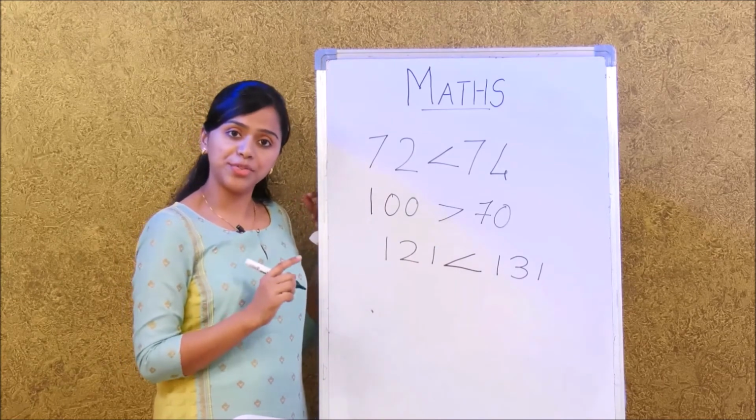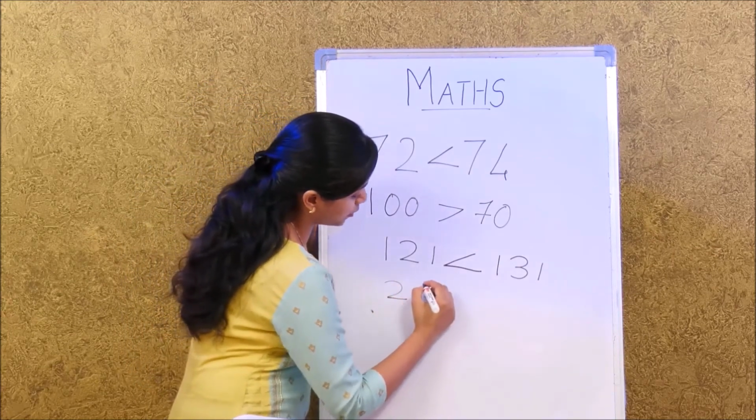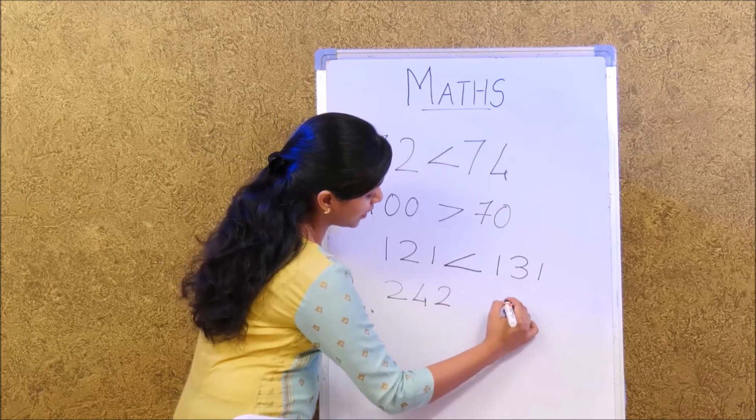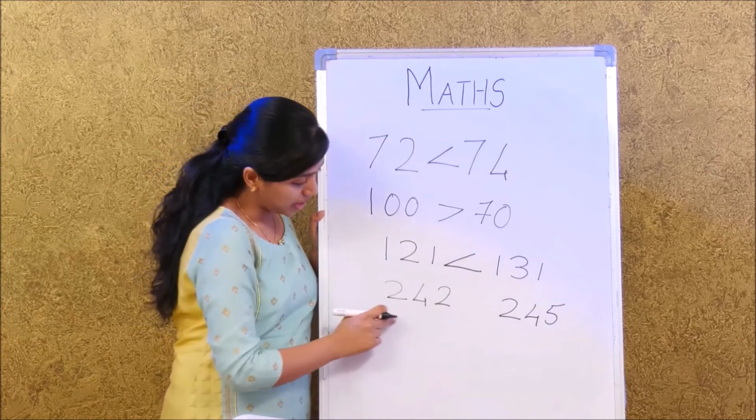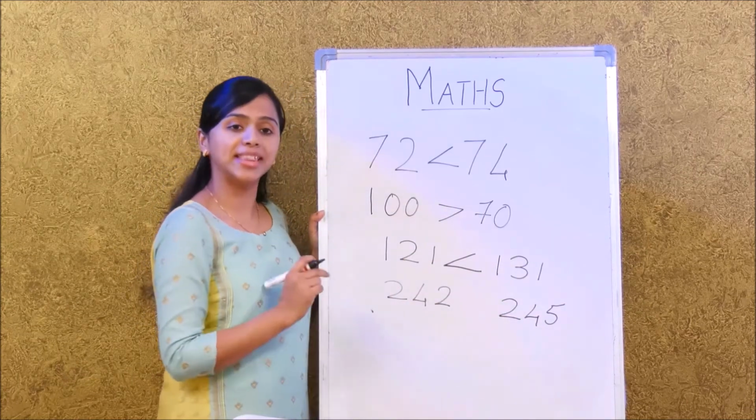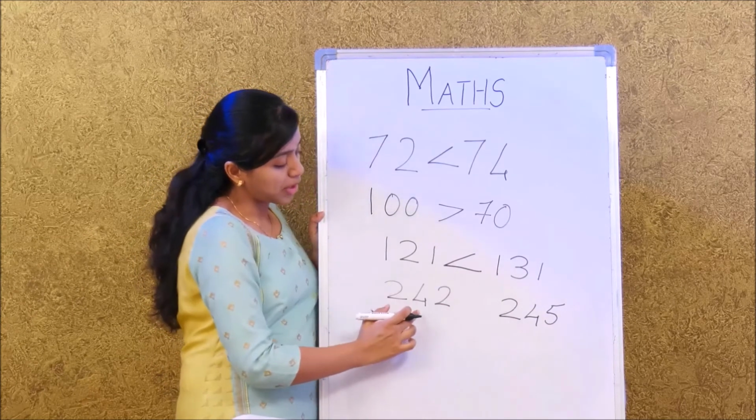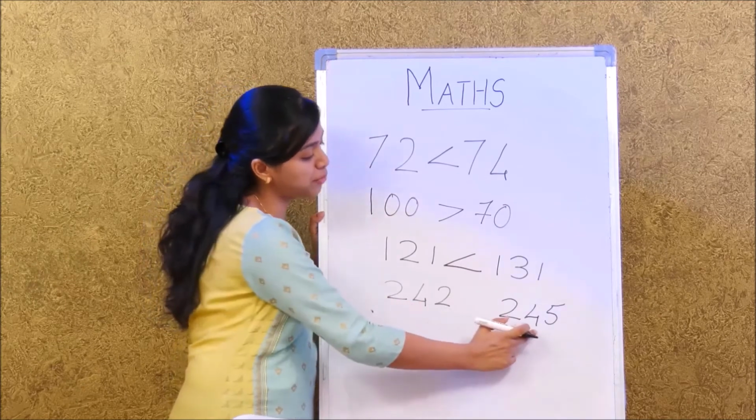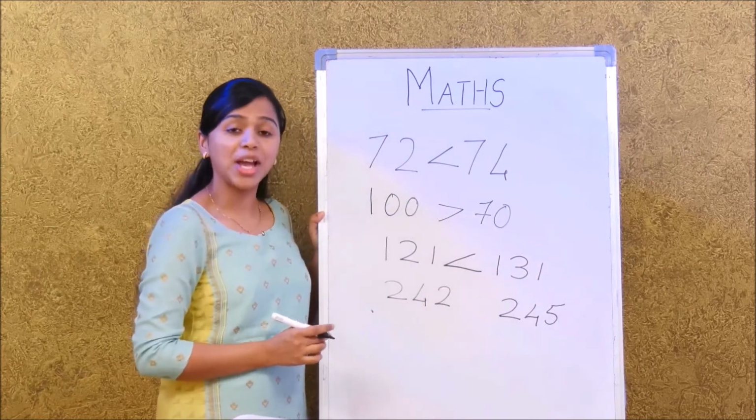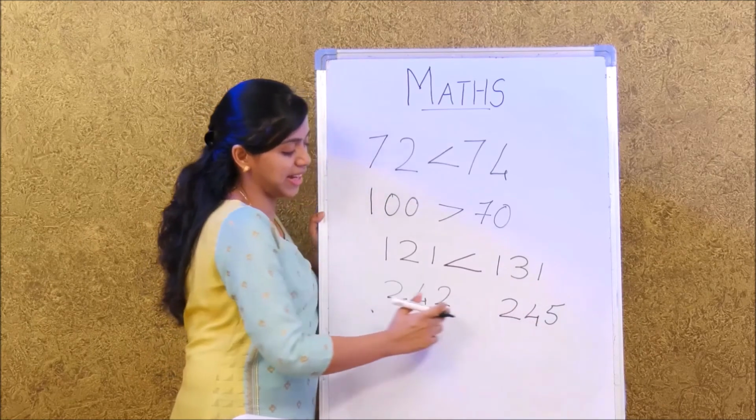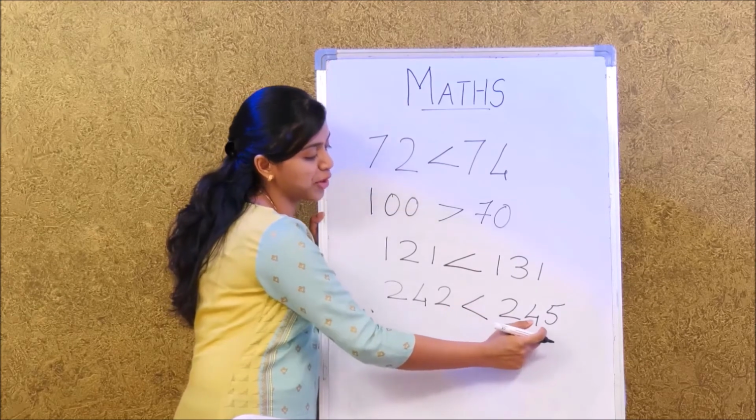Very good. Now if even the tens are the same, what do we do? Let's try that. For example, we have 242 and 245. Here there are 3 digits for both the numbers, and the hundreds place is the same, 2 and 2. What about the tens place? We have 4 and 4. What about the ones place? We have 2 and 5. So then we know that 5 is greater than 2, right? So 242 is lesser than 245.